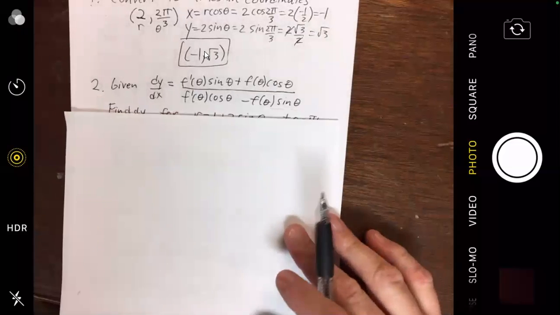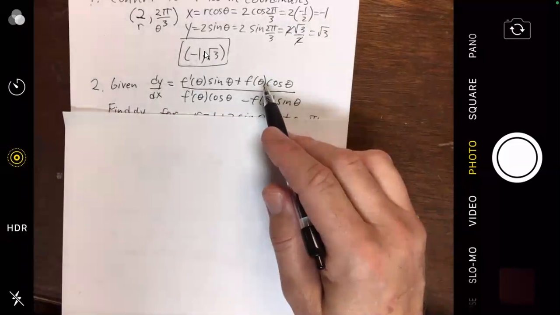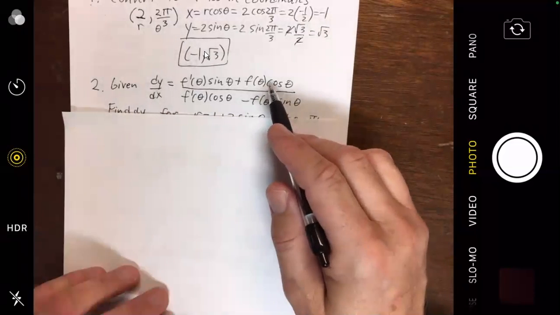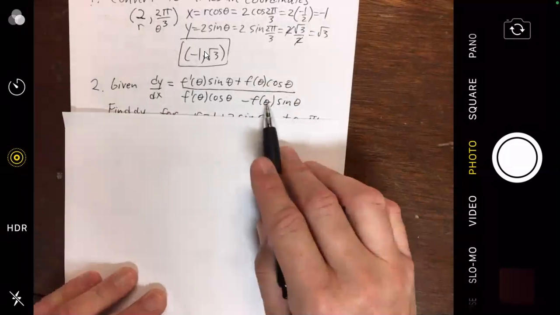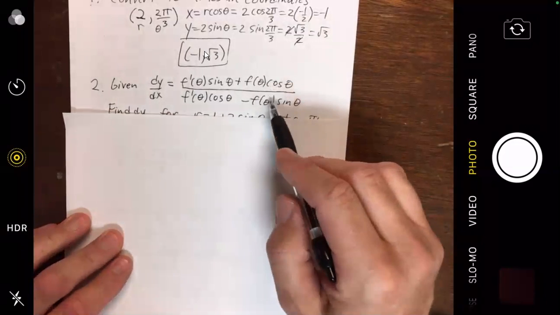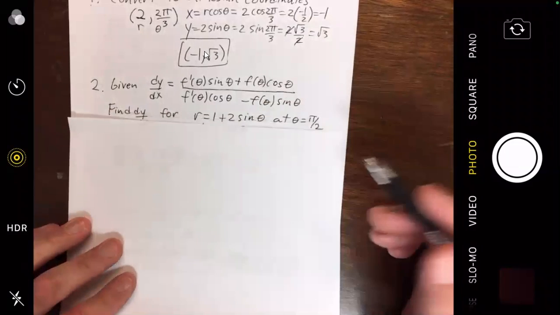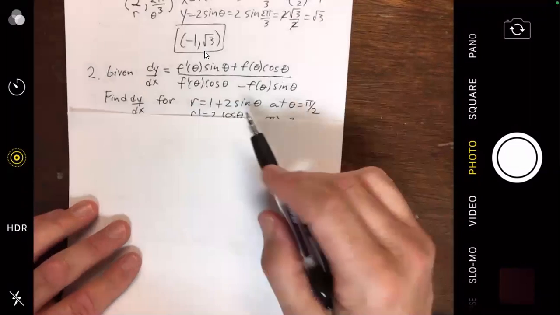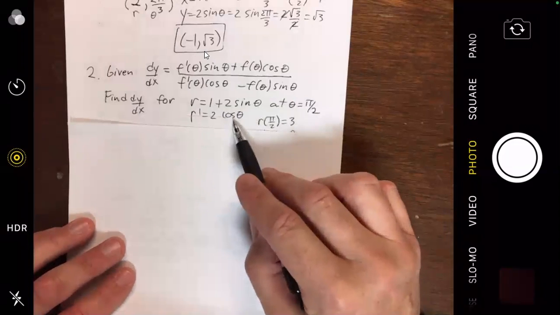I don't think this is exactly the same version of the dy dx formula in polar coordinates that we gave. I think it's from an older edition of the book, but it's identical. The terms on the bottom may be switched. In fact, they are. In the version I gave you, the f of theta's, the r's were first, these were second. But it doesn't matter. It's still the same thing. Remember, r is f of theta. So r prime would be twice cosine theta.